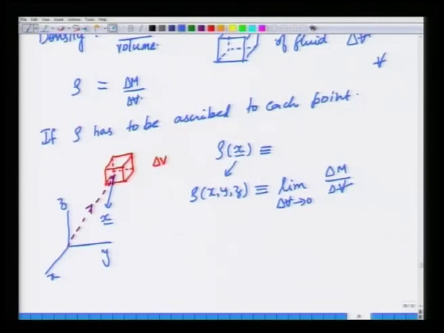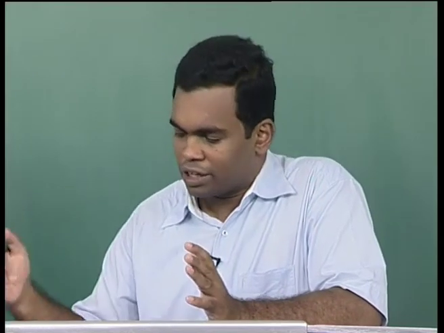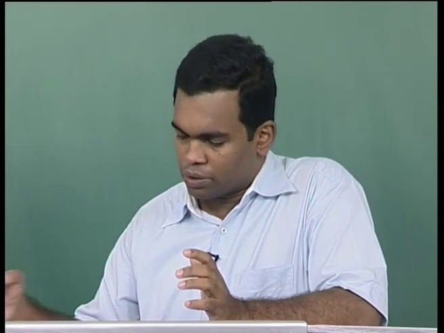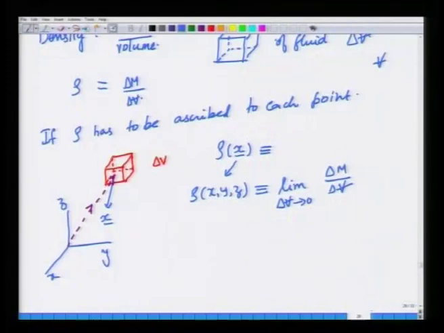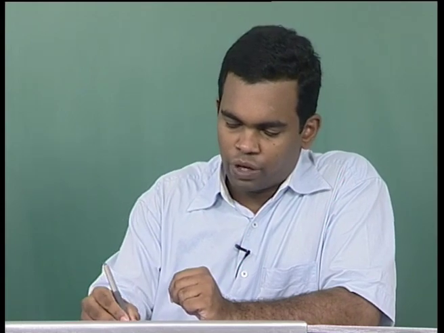Okay. Now the next question comes: when can we naturally shrink the volume to a point? Can we shrink that volume arbitrarily to a point? Well, you cannot naturally shrink this volume to 0, because you need some finite volume to get some finite mass. So, we have to be a little careful in doing this. Let us do a thought experiment.